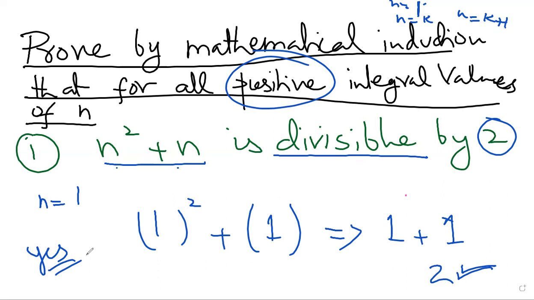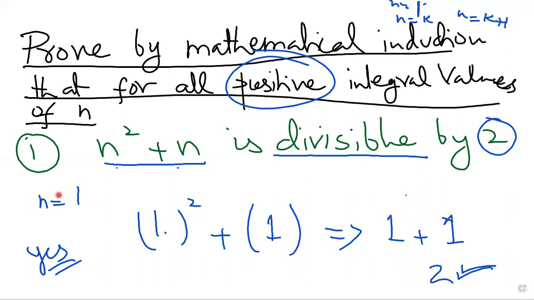Again, I'm repeating what I have done in the first step. n will be replaced by 1. See my spotlight. 1 will be replaced by 1. 1 having power 2 plus n is equal to 1. 1 power 2 is 1, plus 1 is 2. The 2 should be divisible, and it is divisible by 2. It means that it is true for n is equal to 1.